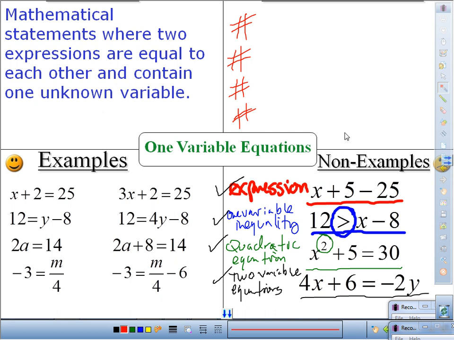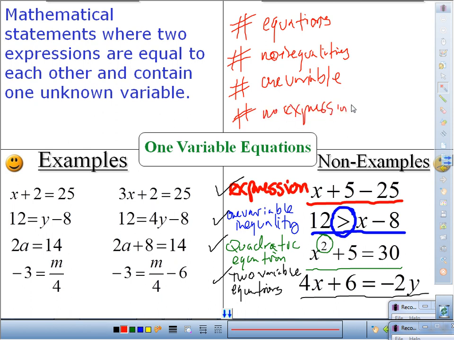All right. Charlie, go. Bam. Equations. Another one. Ryan. No inequalities. Pablo. One variable. Who has one more? Any more? Devin? No expressions. All right. We good? Yes? Yes, thank you. All right, good.